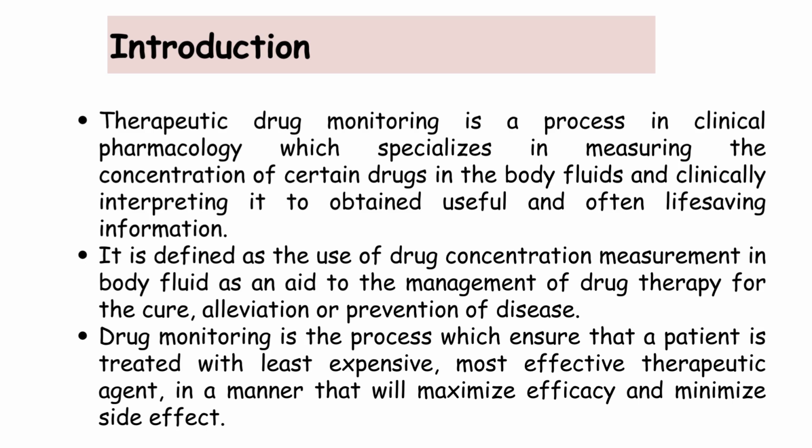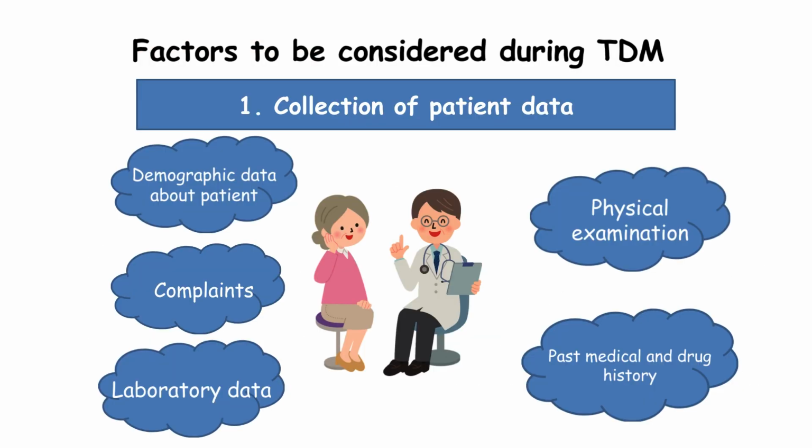Therapeutic drug monitoring is done only for a few selected drugs with a narrow therapeutic range, where the challenge is to avoid both subtherapeutic and overtly toxic doses. Next, we will see factors to be considered during therapeutic drug monitoring. Several steps are required in the systematic process of drug monitoring, and the steps are as follows.